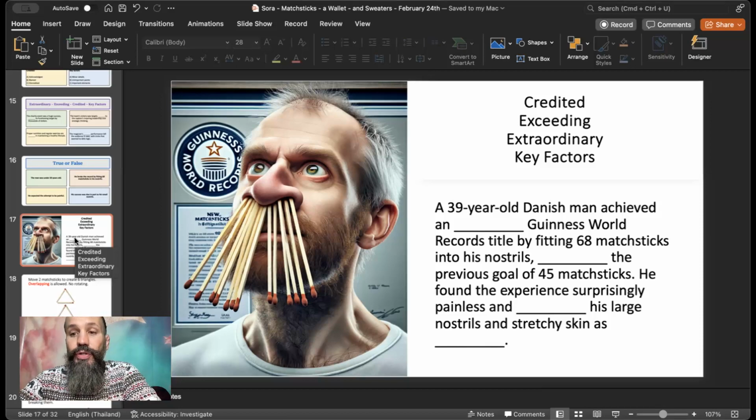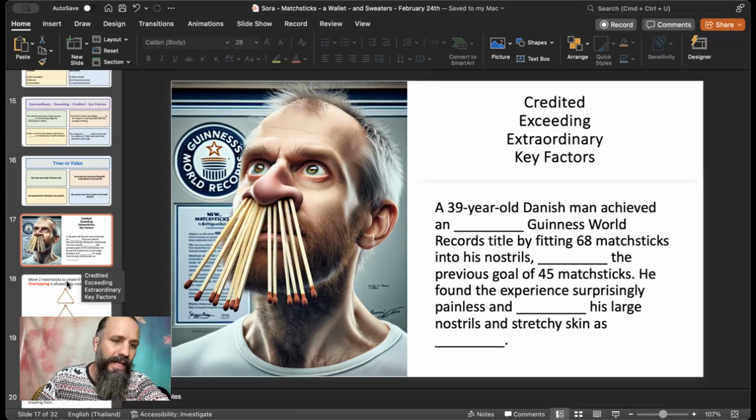A 39-year-old Danish man achieved an extraordinary Guinness World Records title by fitting 68 matchsticks into his nostrils, exceeding the previous goal of 45 matchsticks. He found the experience surprisingly painless and credited his large nostrils and stretchy skin as key factors.